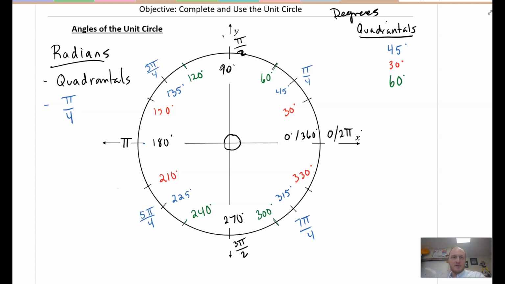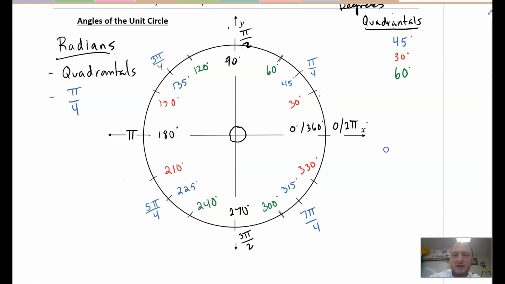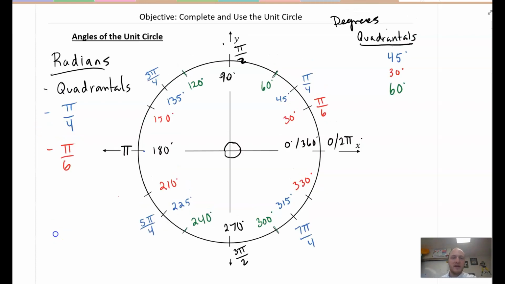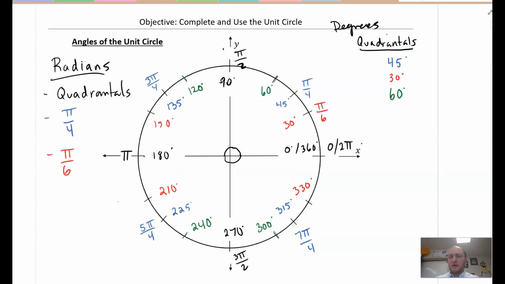Next we're going to do our 30-degree angles. So 30 degrees, well, that's 180 degrees divided by 6. So that gives us pi over 6. So here's your other main angle, and we have one more. And we're going to go ahead and count. So 1 pi over 6. I'll add, and we get 2 pi over 6. I'll add another one, 3 pi over 6. Well, that reduces to pi over 2.